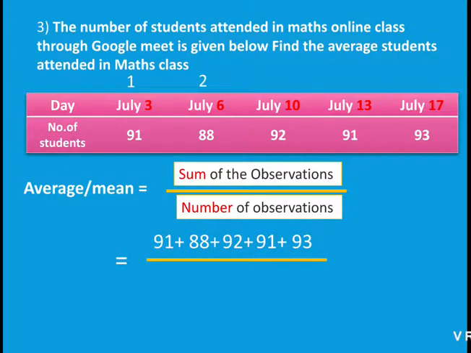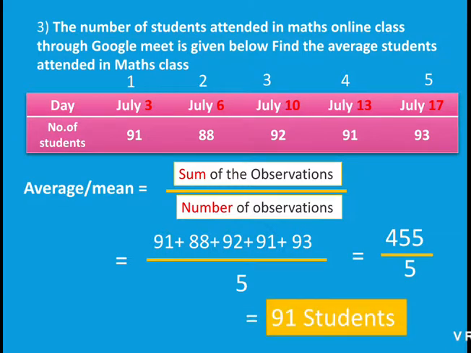July 6 is second. Then July 10 third. July 13 fourth. And July 17 fifth observation. Total how many observations? 5 observations. Then find the sum. We will get 455 divided by 5. Then the answer is 91. So the average students attended in Maths class in these 5 days equal to 91 students.